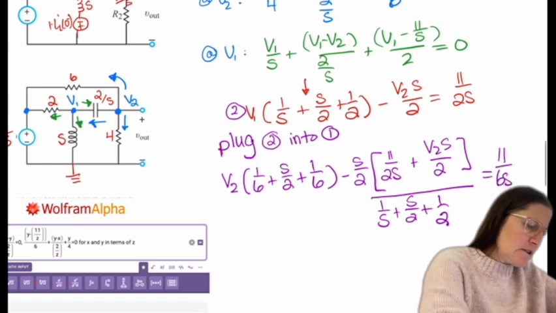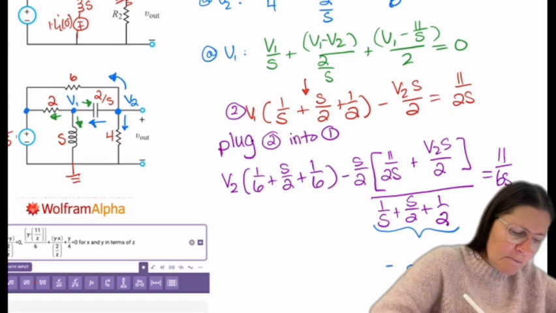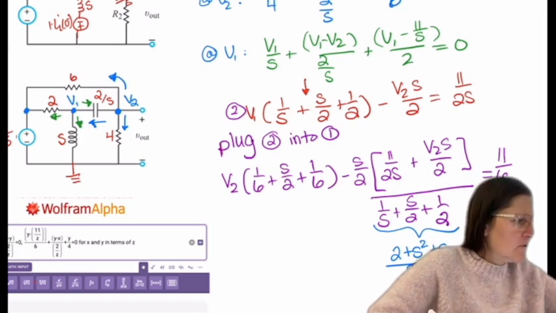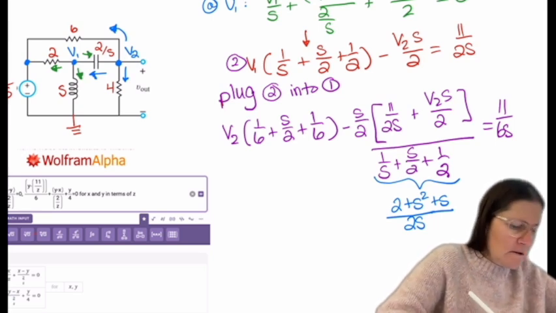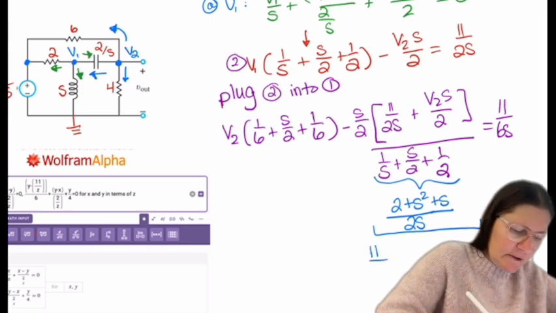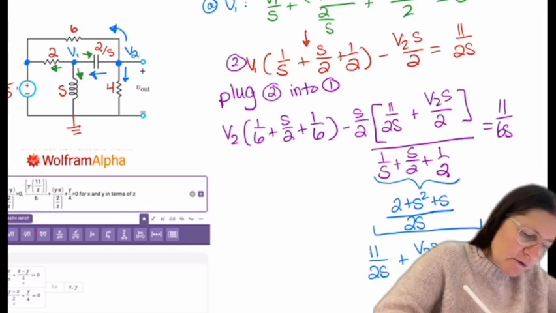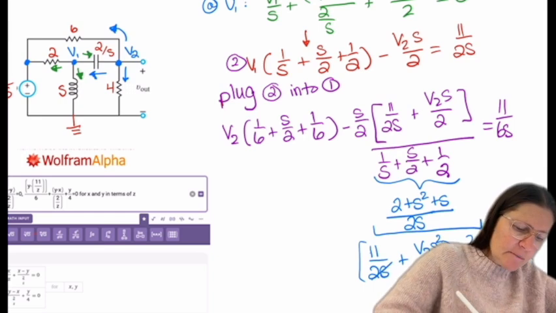So then I want to get another common denominator here, so I'm going to make this 2S on the bottom, and that becomes a 2 on the top, s squared plus s. And then multiplying it with the top portion, it will cancel out the two s's. Let's see, 11 over 2s. If I do this, plus V2 s over 2, that portion times 2s over 2 plus s squared plus s. So this will cancel here, and that becomes an s squared on the top.